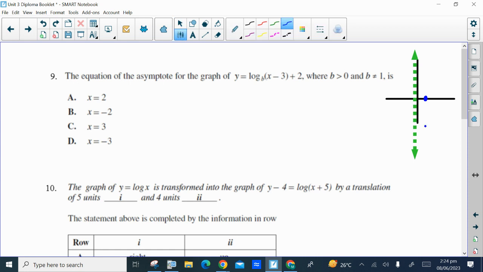And the graph will look something like this. What b does is it changes how steep or flat the graph gets. That's what b does. That's what we saw when we looked at different graphs. The y-axis, the line x equals 0, is the asymptote.